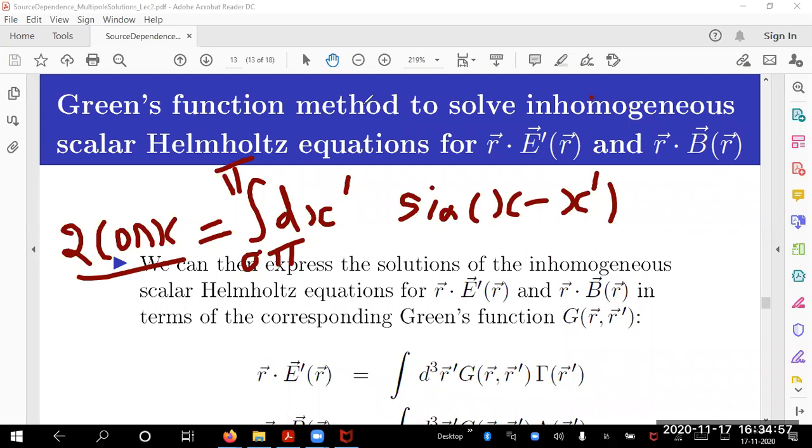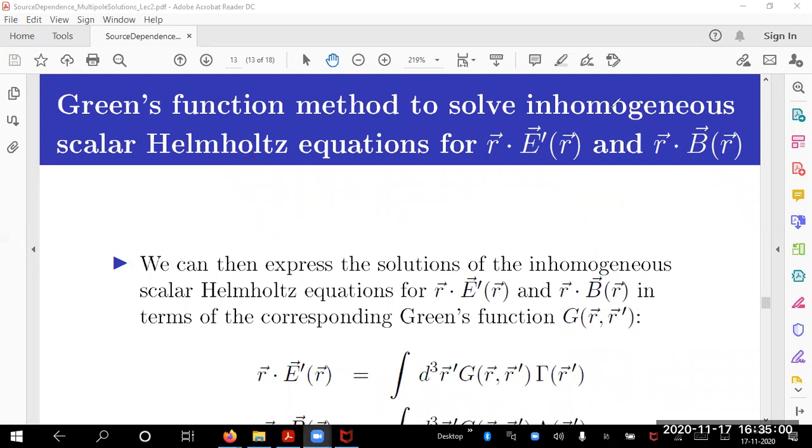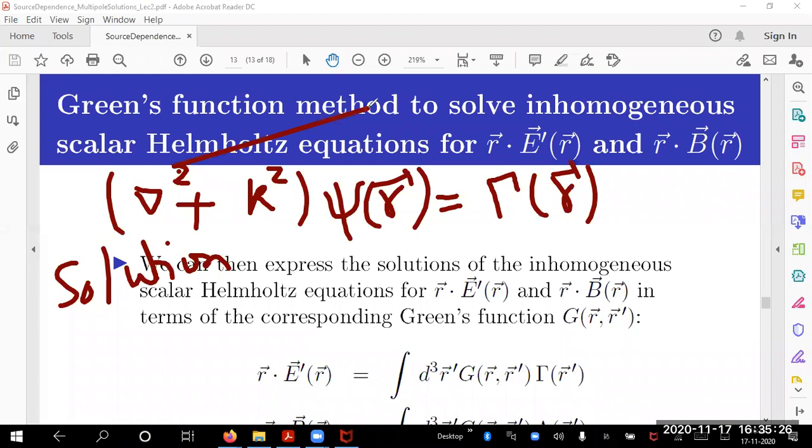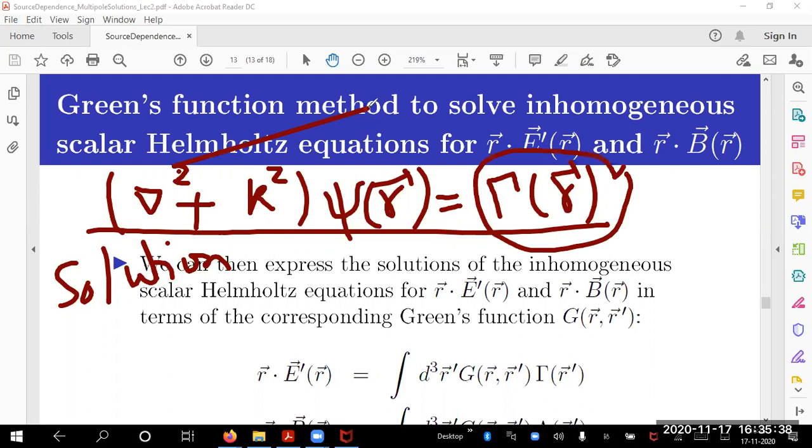Suppose I have del squared plus k squared acting on a function, I am calling it psi. That is not quantum mechanics here. Some function psi is equal to some gamma of r. The solution to this equation, this is called an inhomogeneous scalar Helmholtz equation. Gamma is called the inhomogeneous term, the inhomogeneity term.